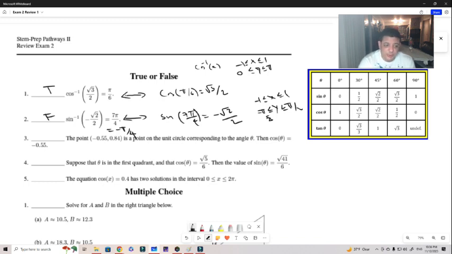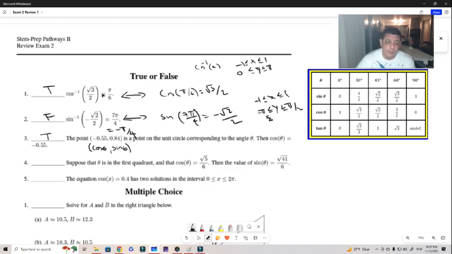For question number 3, they're asking if the point minus 0.55, 0.84 is a point on the unit circle, and then we want to know if cosine is minus 0.55. In this case, this is true, because for a point on the unit circle, we know that the x coordinate represents the cosine and the y coordinate represents the sine. So indeed, these two are going to be equal.